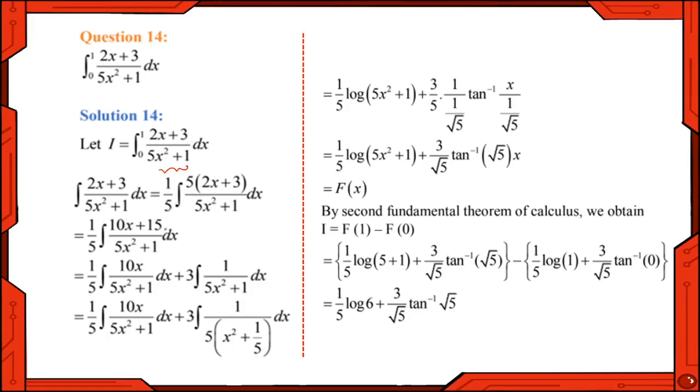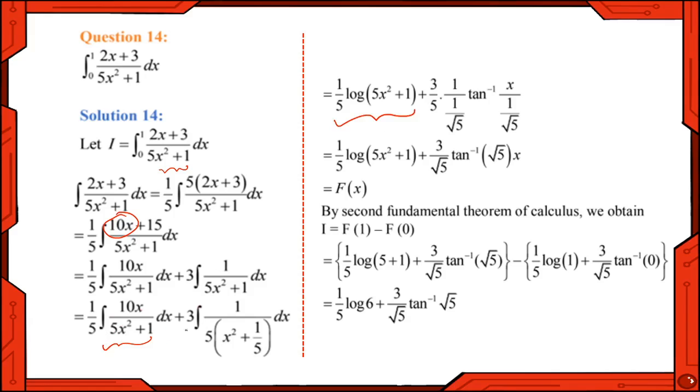So it will be 10x plus 15 upon 5x square plus 1. Now we are splitting it. Why did we do this, students? Because if you take the derivative of 5x square, it is 10x. So now we have the derivative of this thing in the numerator. So this first term will be solved by substitution, when we assume 5x square plus 1 as t. Its derivative 10x dx is there in the numerator. So the integral will be log of 5x square plus 1.